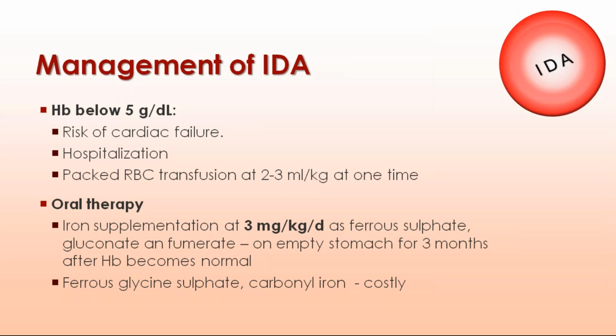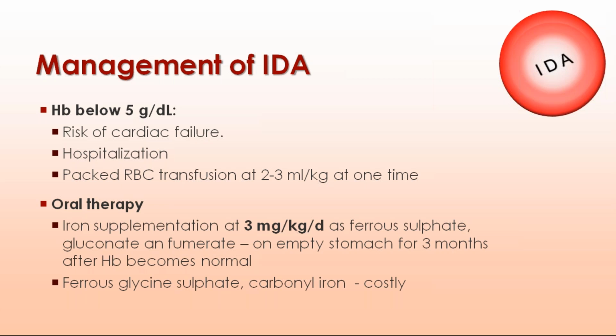How do you manage them? If the hemoglobin is less than 5 grams, the chances of cardiac failure are very high. It's an emergency situation. You require hospitalization, preferably with a blood transfusion. You cannot give whole blood because they are prone to cardiac failure and the blood volume has already increased. So always give packed RBC, preferably washed packed RBC, 2 to 3 ml per kg at one time.